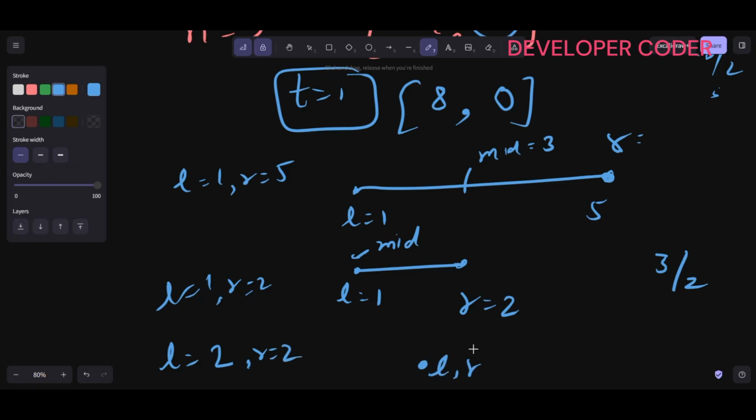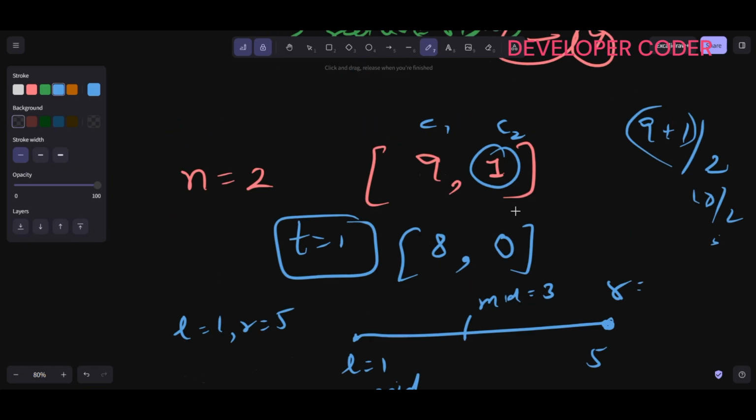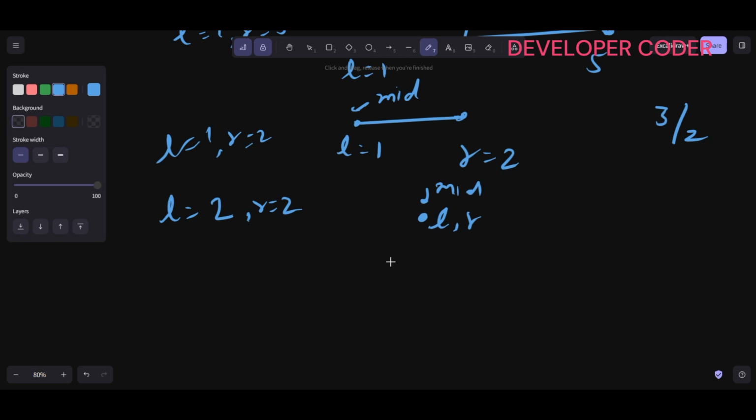So L and R. Now, with 2, is the answer possible or not? With 2, the answer is not possible. So now you get mid as 2 here. If the answer is not possible, then you update your R as mid minus 1. So R is going to become 1 and L is going to become 2.